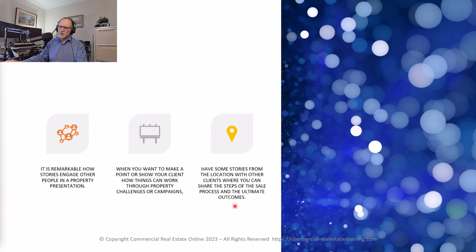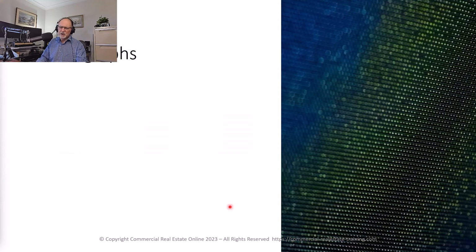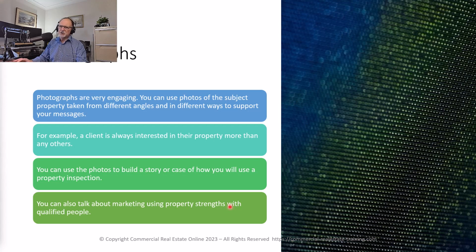So have some stories from the location and the property type with other clients where you can share the steps of the sale process and the ultimate outcomes. It's that simple. Stories engage. When you start telling a story, the client's listening. And that then allows you to go further into the outcome and putting yourself into the outcome as a favourable leverage point for that client, their property situation and how you can take it forward. To win listings today, we all have to be relevant as agents in a location.